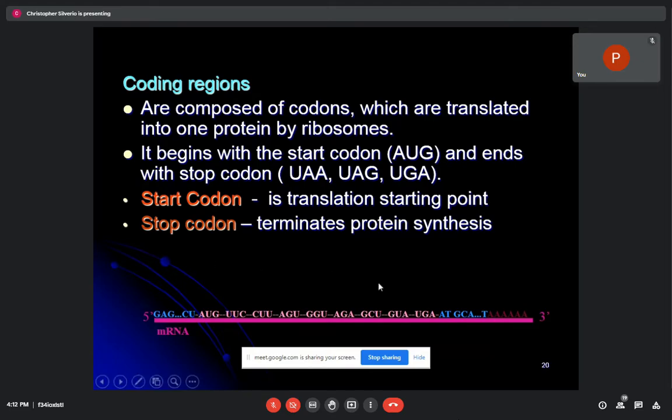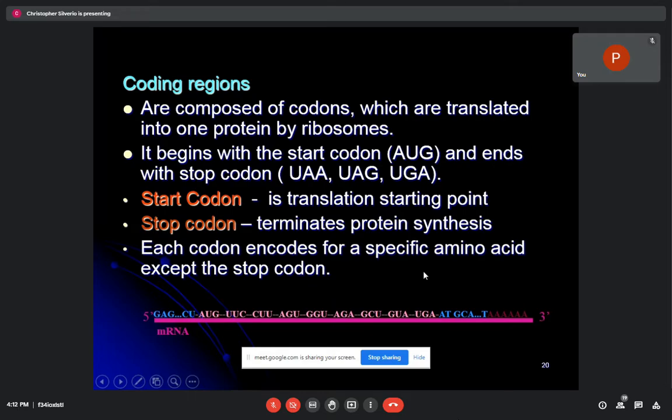The stop codon is responsible for termination or stopping the protein synthesis. When translation reaches the stop codon, protein synthesis will stop. And then each codon encodes for a specific amino acid, except the stop codon.